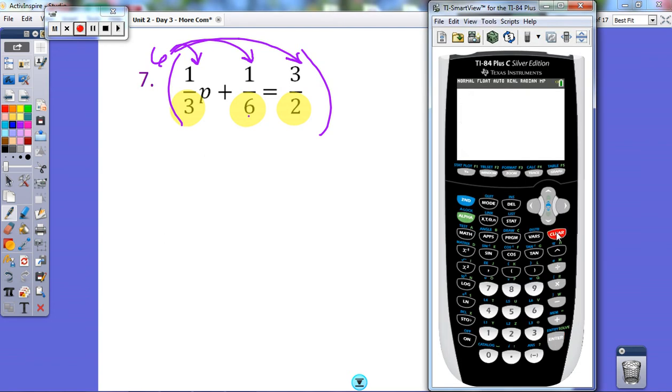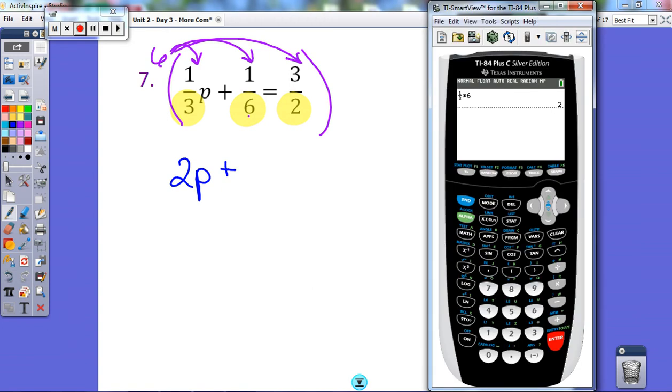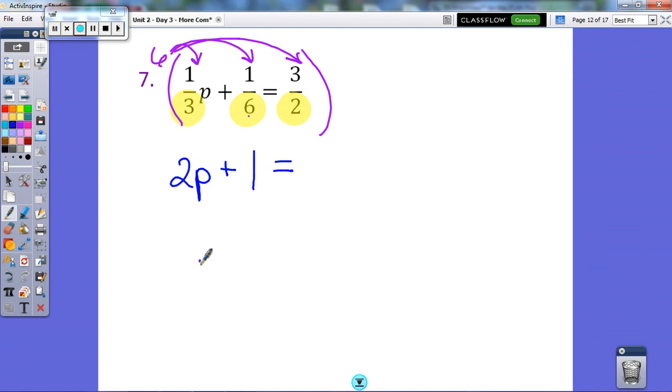So I know some of you aren't going to get it out. Type 1 over 3 times 6. And I get a 2. So that's going to become 2p plus. Well, now, guys, don't I have to do 6 times 1/6? 6 times 1 over 6. And I get a 1. Well, now I have to keep going and do 6 times 3 over 2.